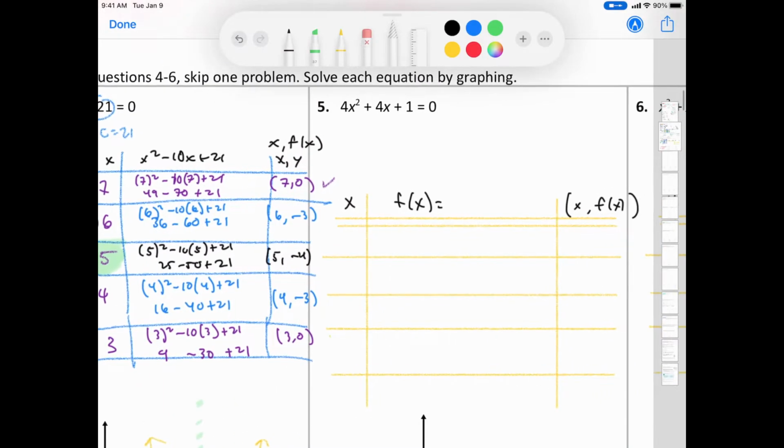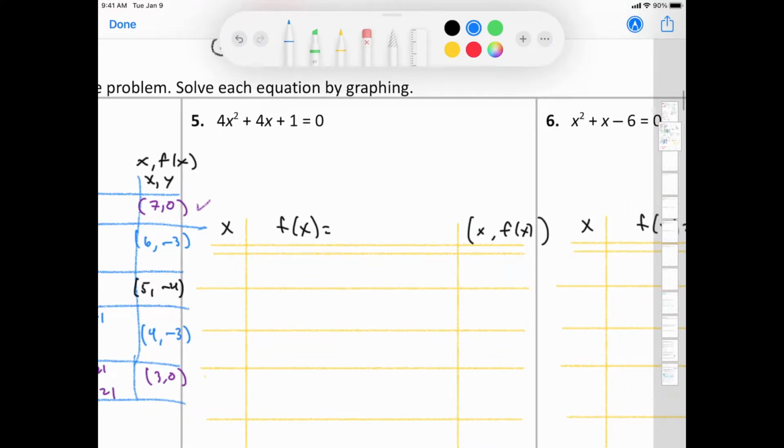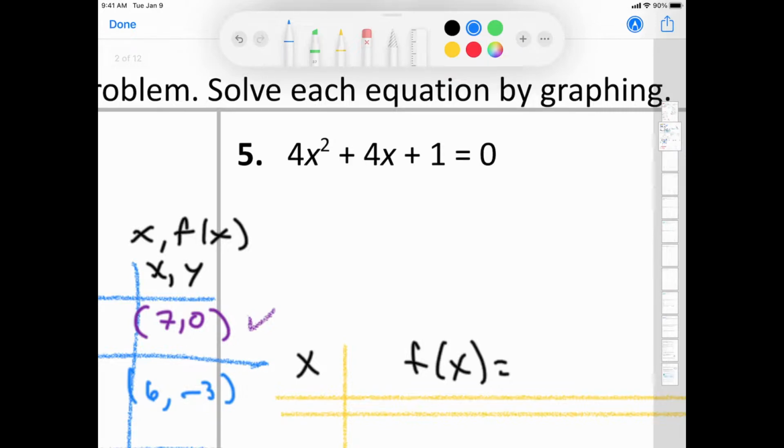All right, question number 5, we're going to graph it. Remember, if you get stuck on setting it equal to 0, we already set equal to 0. I'm going to find my axis of symmetry, but to do that, I'm just going to find my A, B, and C. There was no number there, whoops. We missed it. It's a 4. Do you see how it's in front of the x squared? So A equals 4, B equals 4, and C equals 1.